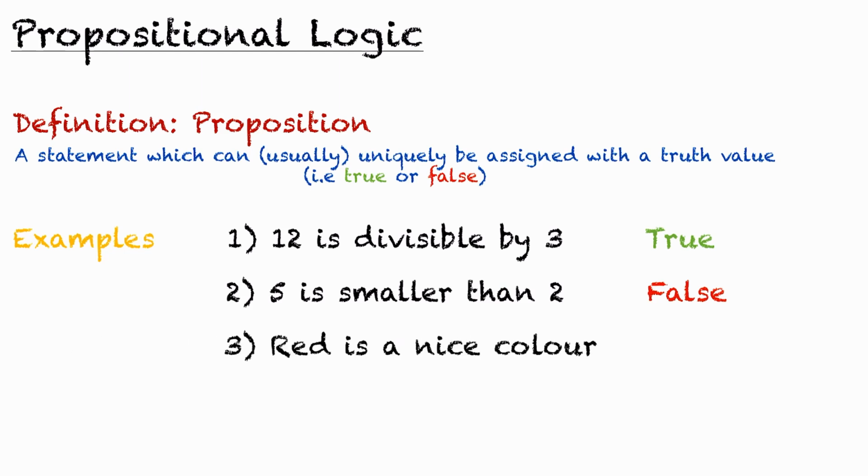Third example, red is a nice color. Maybe true for some people, maybe false for other people, but in the mathematical sense this is not a proposition. So here the answer is not applicable.